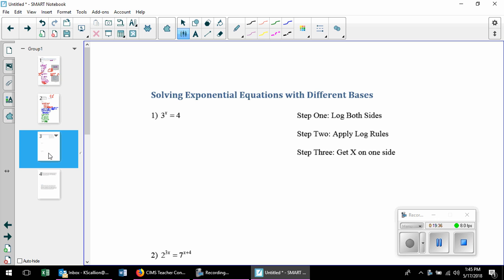Okay. Ready? There's no logs here. So that's nice. So here, like in chapter 7, the only skill we had was get them both to the same base number, right? And once there's the same base numbers, then we can drop them so they're equal, and then we can solve them. Well, that doesn't work when they're not nice. It's not 3 and 27.